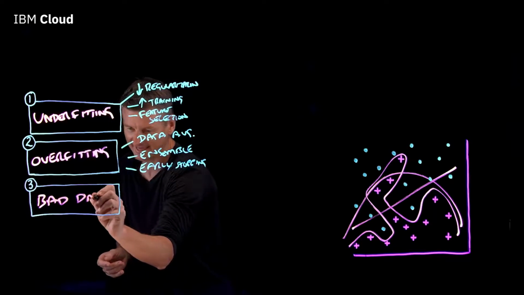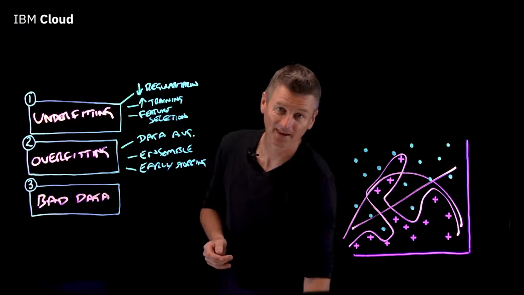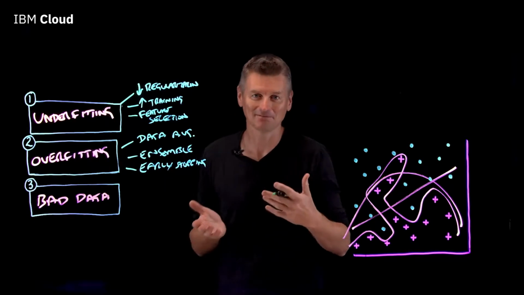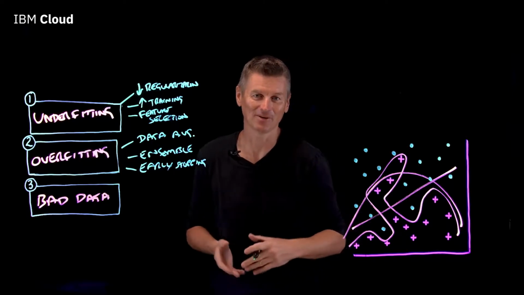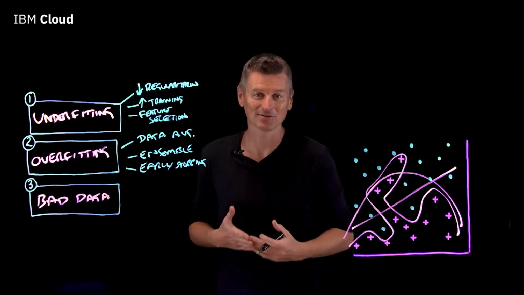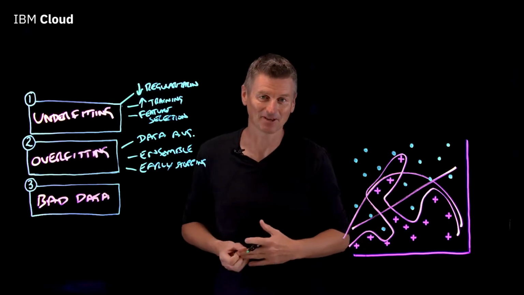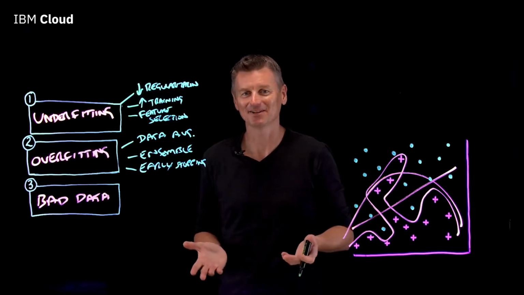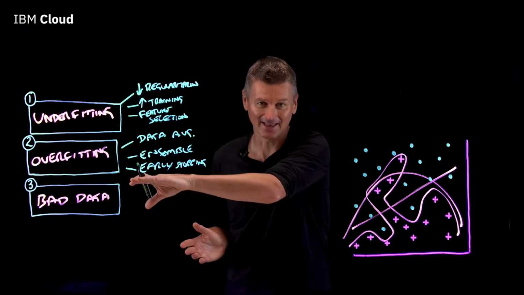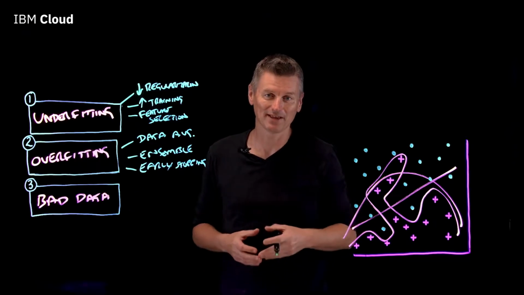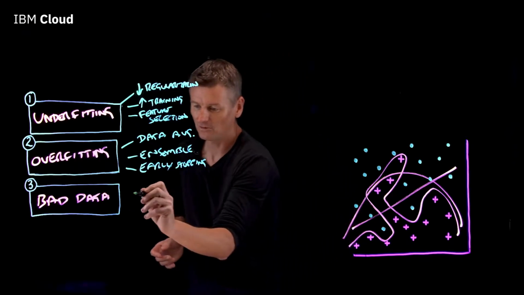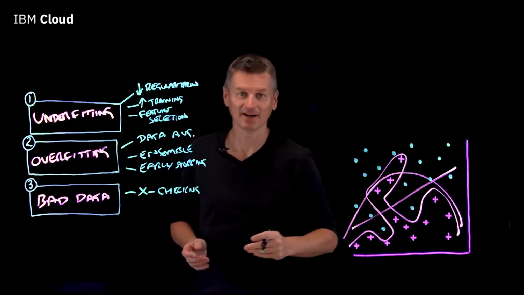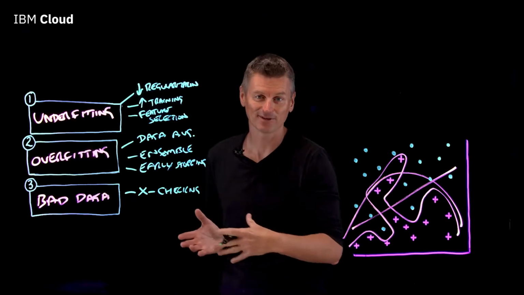bad data. Now, this is data that is incorrect or irrelevant or incomplete, and bad training data can lead to higher error rates and biased decision-making, even when the underlying model is sound. Data forecasting models are only as effective as the data they're trained on. Now, some tips to avoid bad data. Firstly, you want to ensure that your data is accurate and complete by performing cross-checking. And by that, I mean cross-checking it against other data sources.